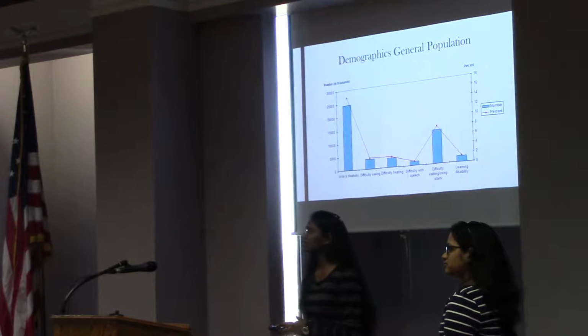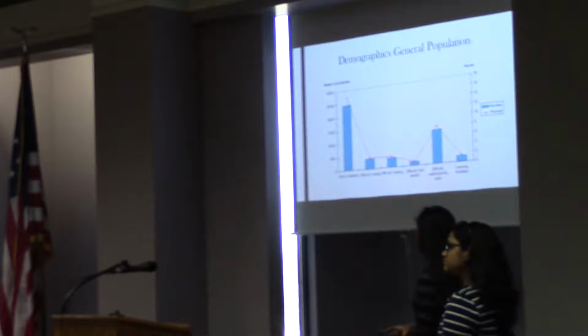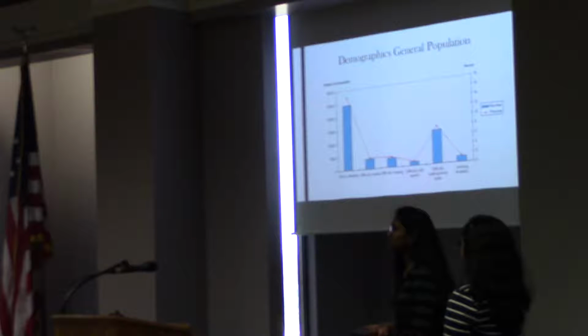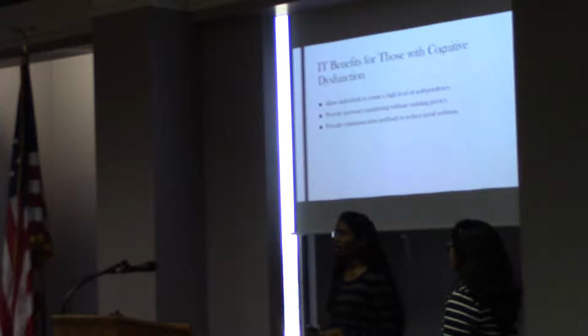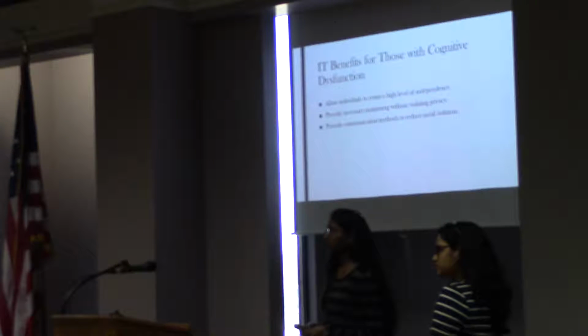So this is the graph presentation of people who have different kinds of disabilities. It can be walking or learning or something else. And the IT benefits for these kinds of cognitive dysfunction are that they can allow individuals to retain a high level of independence, provide necessary monitoring without violating privacy, and provide communication methods to reduce social isolation.